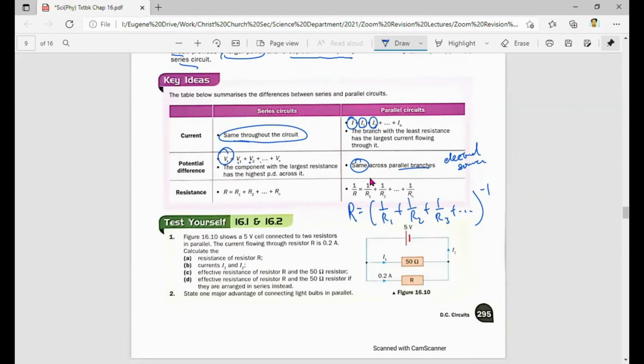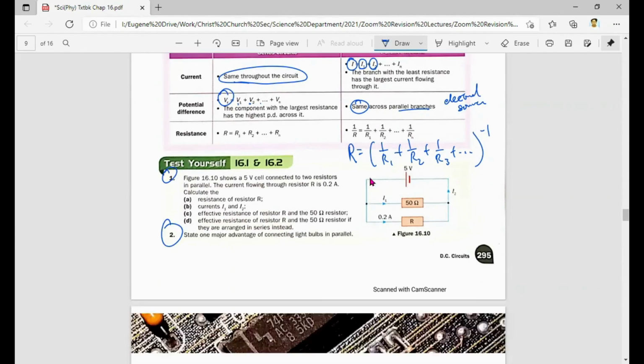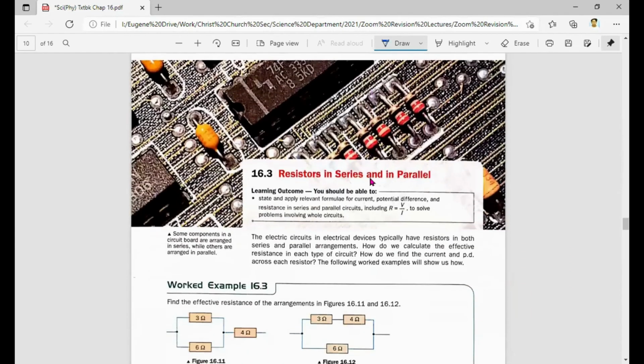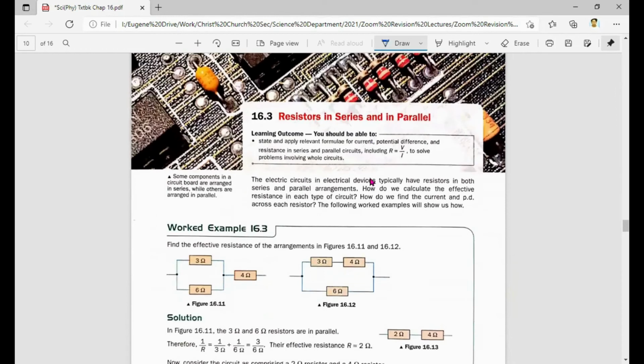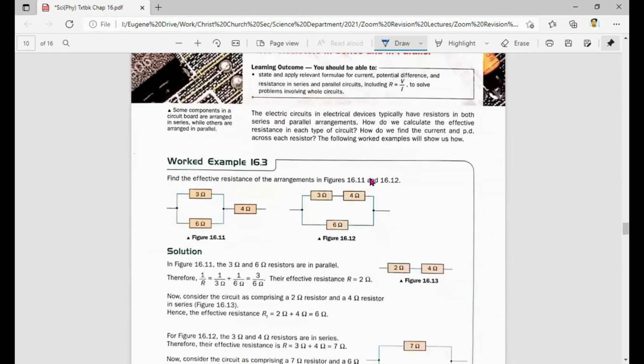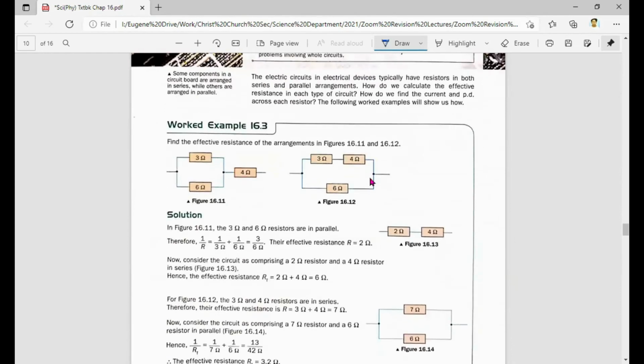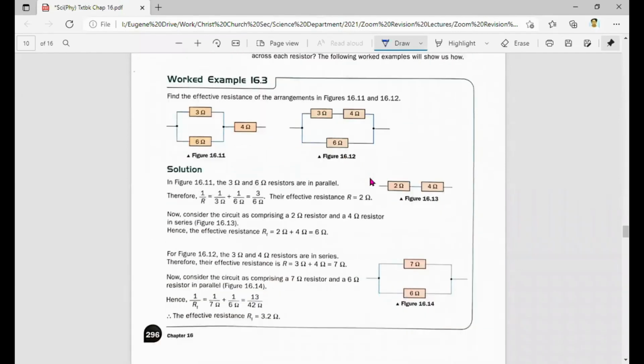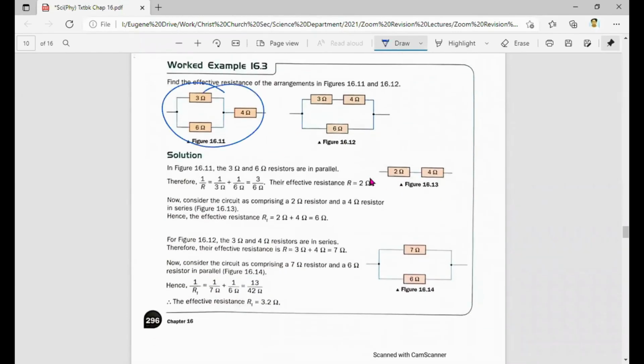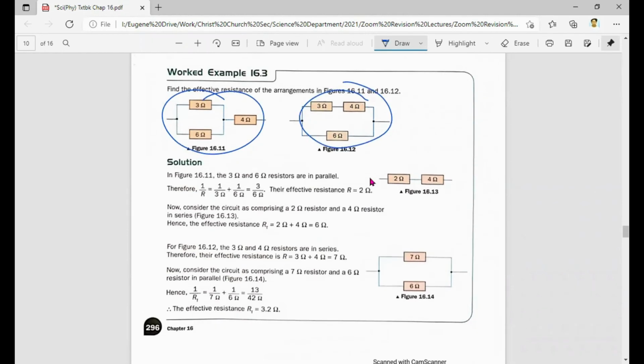I think you can really go and test yourself, but there's one more part here which highlights the main issues that most of you will encounter when doing DC circuits. Resistors are not always connected in series, or always in parallel. It's always a mix. Therefore, I want us to look at worked example 16.3. It gives a very nice idea of the examples you will typically work with. So I have figure 16.1 and figure 16.2. How do we go about calculating the effective resistance of each of these?